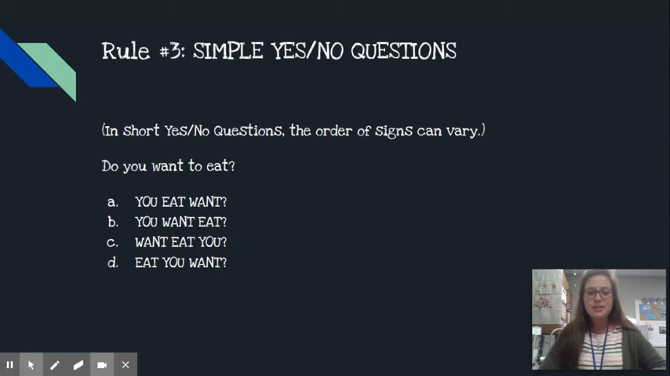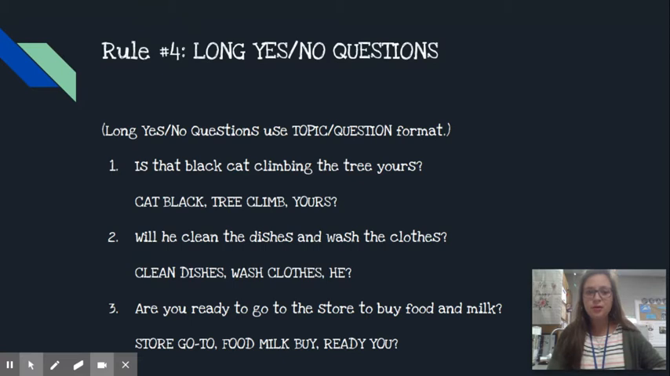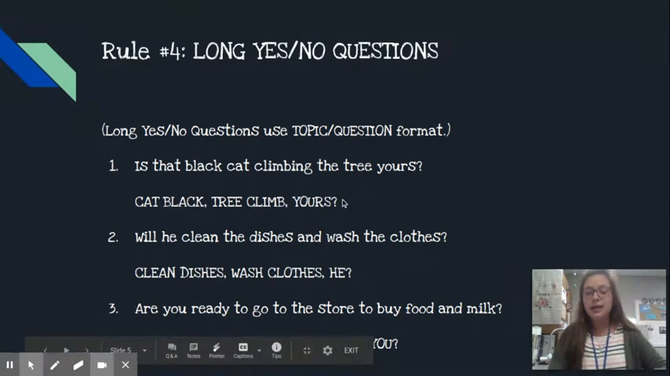Okay, rule number 3 is simple yes or no questions. The orders of the sign can vary, so look at their examples. Do you want to eat? And then you eat want, you want eat you, or I think we practice in class eat you want you. So this one's pretty simple along with the long yes or no. Just remember that the long yes or no questions, how it differs from short yes or no, is that the long ones just have more details in it basically. So instead of just saying, is that cat yours?